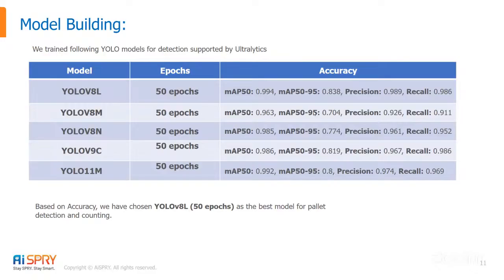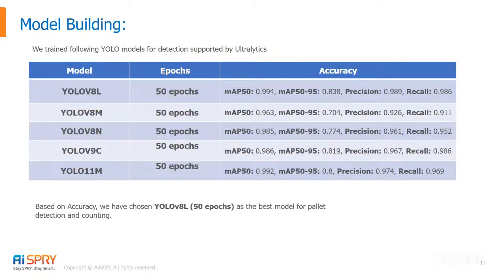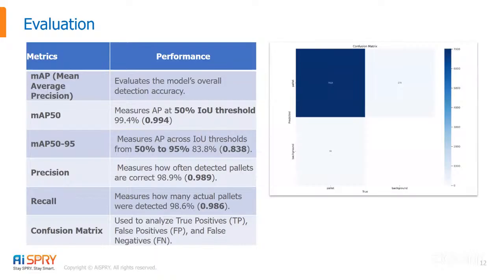For the accuracy, we use the following evaluation metrics: mean average precision 50, mean average precision 50 to 95, precision, recall, and the confusion matrix. Based on the accuracy, we have chosen the YOLO V8 large model with 50 epochs as the base model for pallet detection and counting, which gets mAP 50 up to 99.4%, mAP 50 to 95 up to 83%, precision up to 98%, and recall 98%.